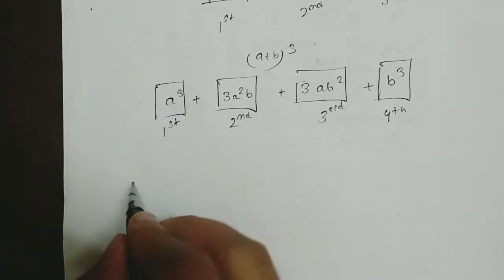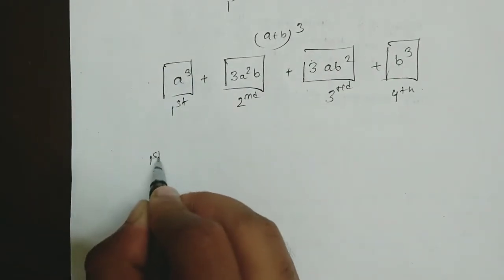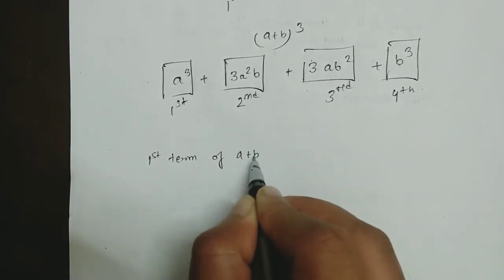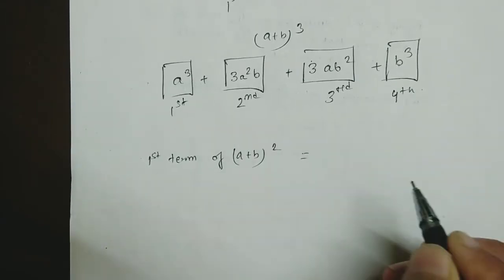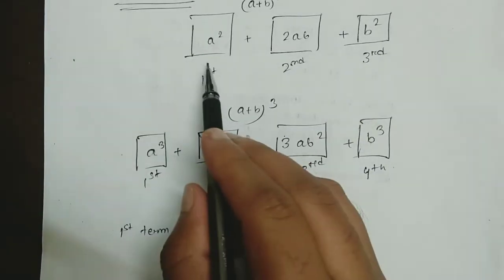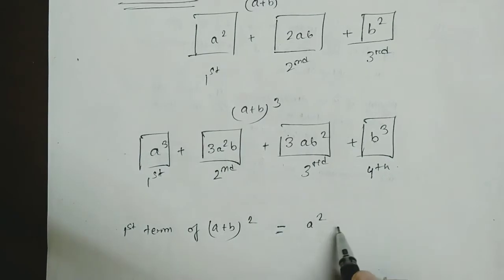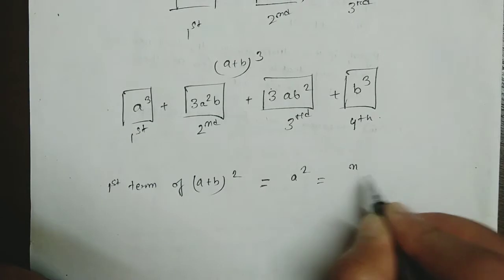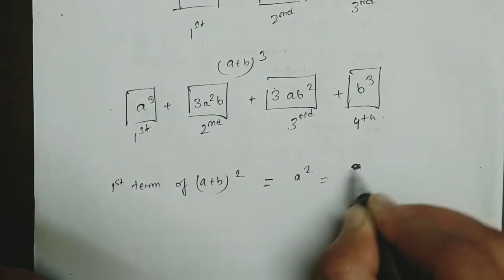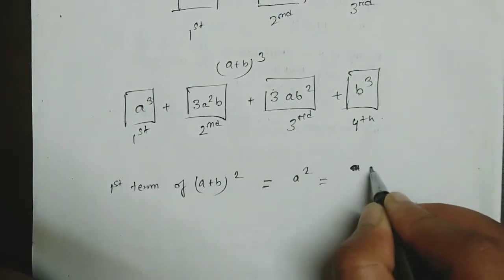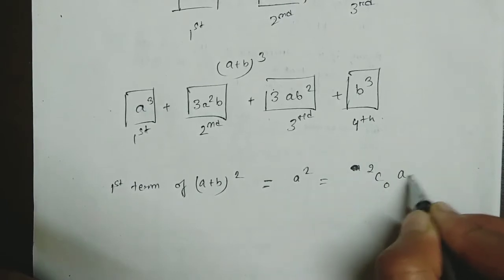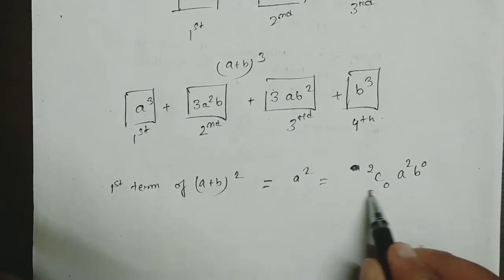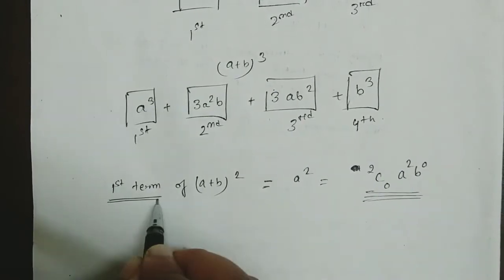আমি যদি বলি first term of a plus b whole square, সেটা কি আসছে? সেটা আসছে এটা a square, যেটাকে আমি কি লিখতে পারি? আমার যদি binomial theorem অনুযায়ী লিখি then it actually comes, যেহেতু আমার এখানে 2 আছে, so we'll start with 2c0 a square b to the power 0. এটা আসছে আমার ফার্স্ট টার্মটা, ঠিক আছে? The first term is this.